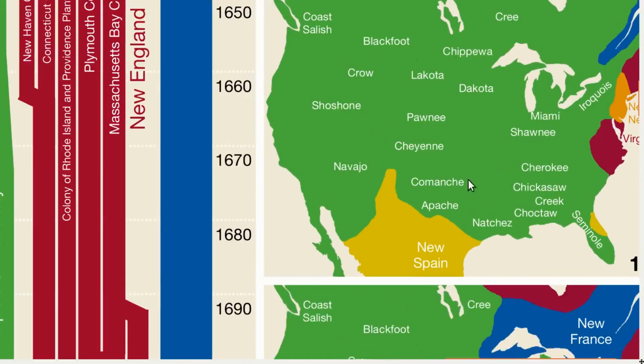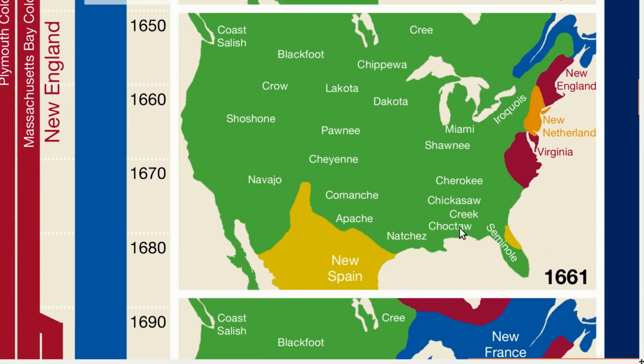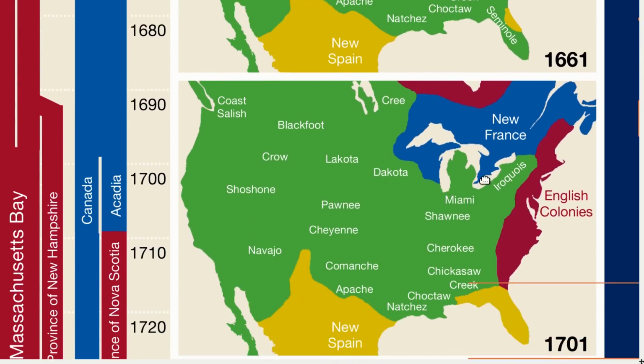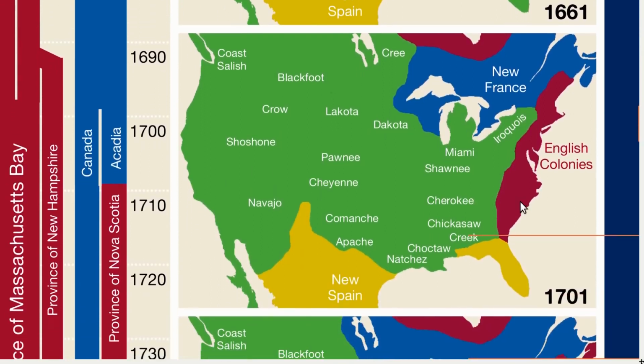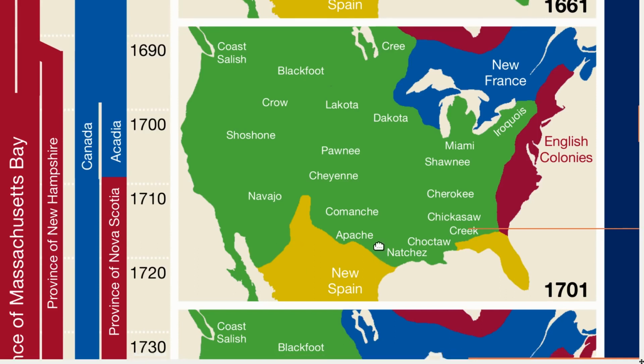Okay, back to the maps. We are now at 1701. You can see that the Dutch are now gone, having been defeated by the English, and the English have now built settlements all along the Atlantic seaboard. New France has expanded into the Great Lakes, and the Spanish are still in Florida in this area here.